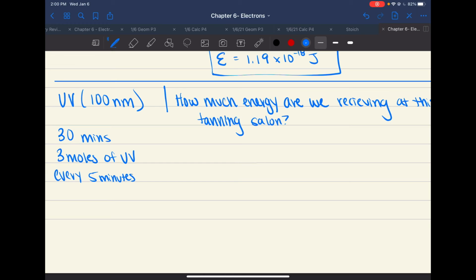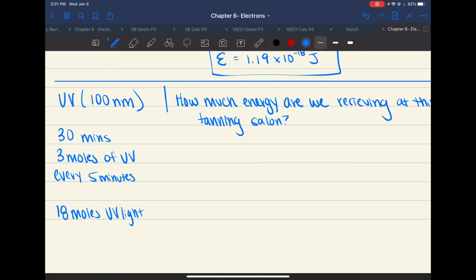So let's first just figure out how many moles of light we're working with. So 5 minutes, it's 3 moles. So 10 minutes, it's 6. So 30, that means it's how much? 18, right? So 18 moles of UV light in that 30 minutes. And that's a pretty big number.